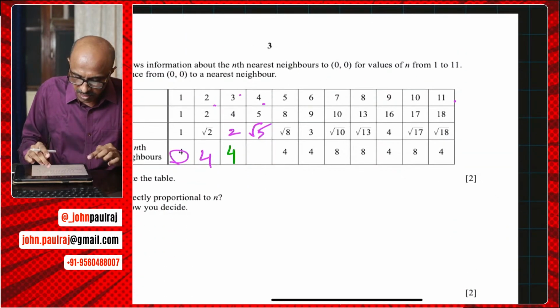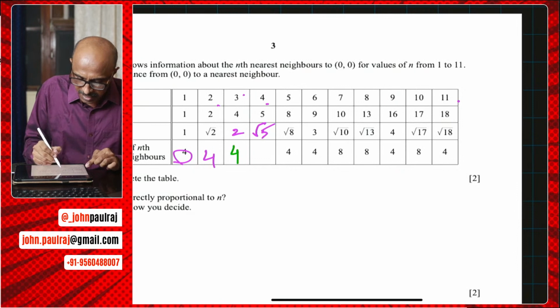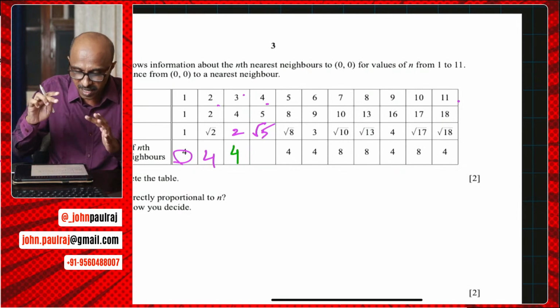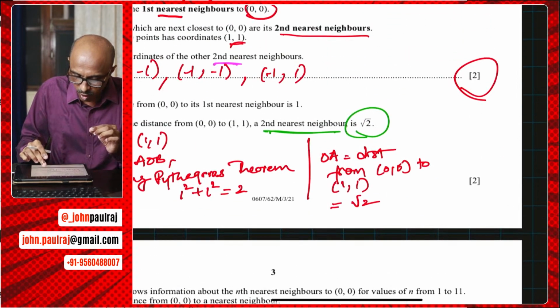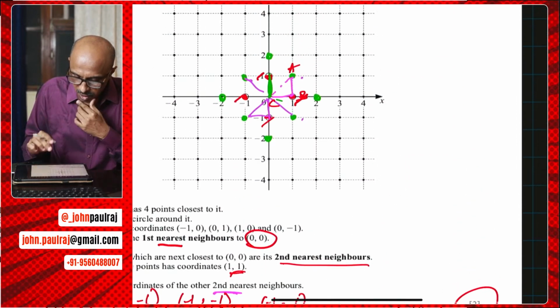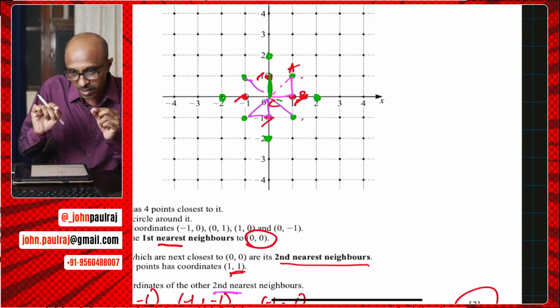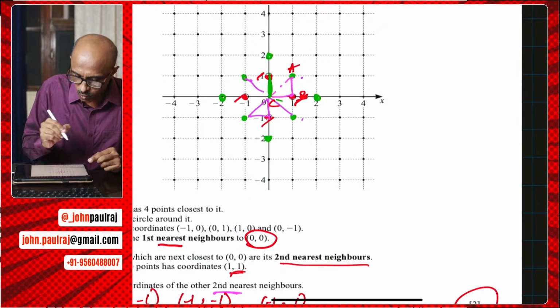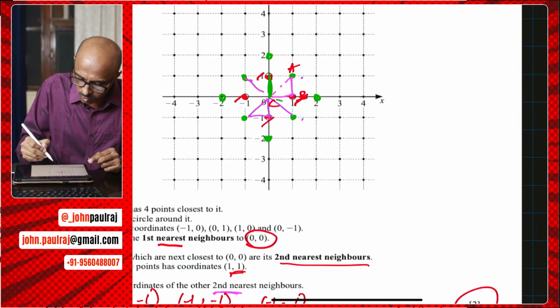Okay, now the fourth nearest neighbor at a distance of under root of 5. Remember we use the idea of Pythagoras theorem, so it's obviously a combination of that. Under root of 5 will be 1 square and 2 square, right? So 1 and 2, that kind of thing. Let's mark those points with red perhaps.